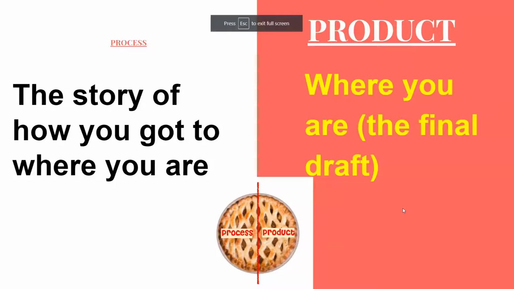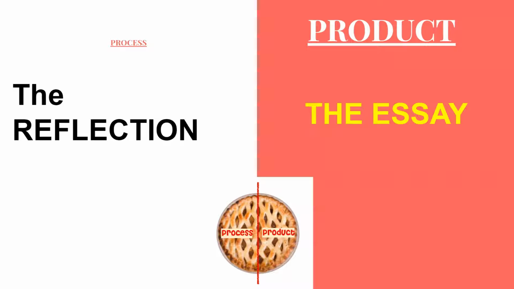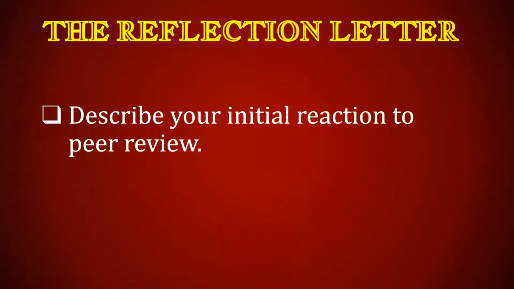So anyway, now we're thinking about process versus product, right? This is something that we have talked about within the first 5 weeks of the semester. So the process is the story of how you got to where you are, and the product is the final draft. So very much process versus product, the recipe and the final product. So the process is the reflection, and the product is the essay.